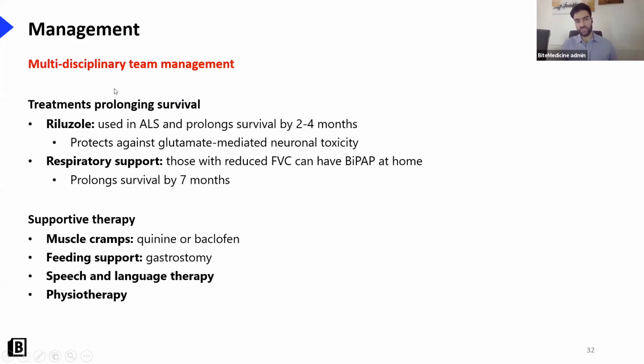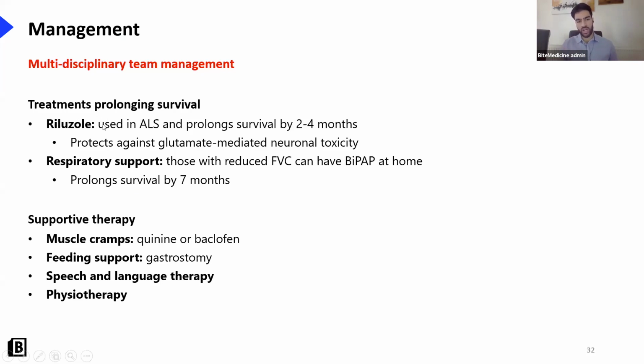In your OSCEs, if you see a patient with any chronic illness, whether that's motor neuron disease, Parkinson's disease, cystic fibrosis, whatever it might be, when you are explaining your management, you always say the management is going to be a multidisciplinary team approach. It's going to involve a neurologist, the GP, the physio, etc. And you list a few specialties, and then you go into specific treatments.